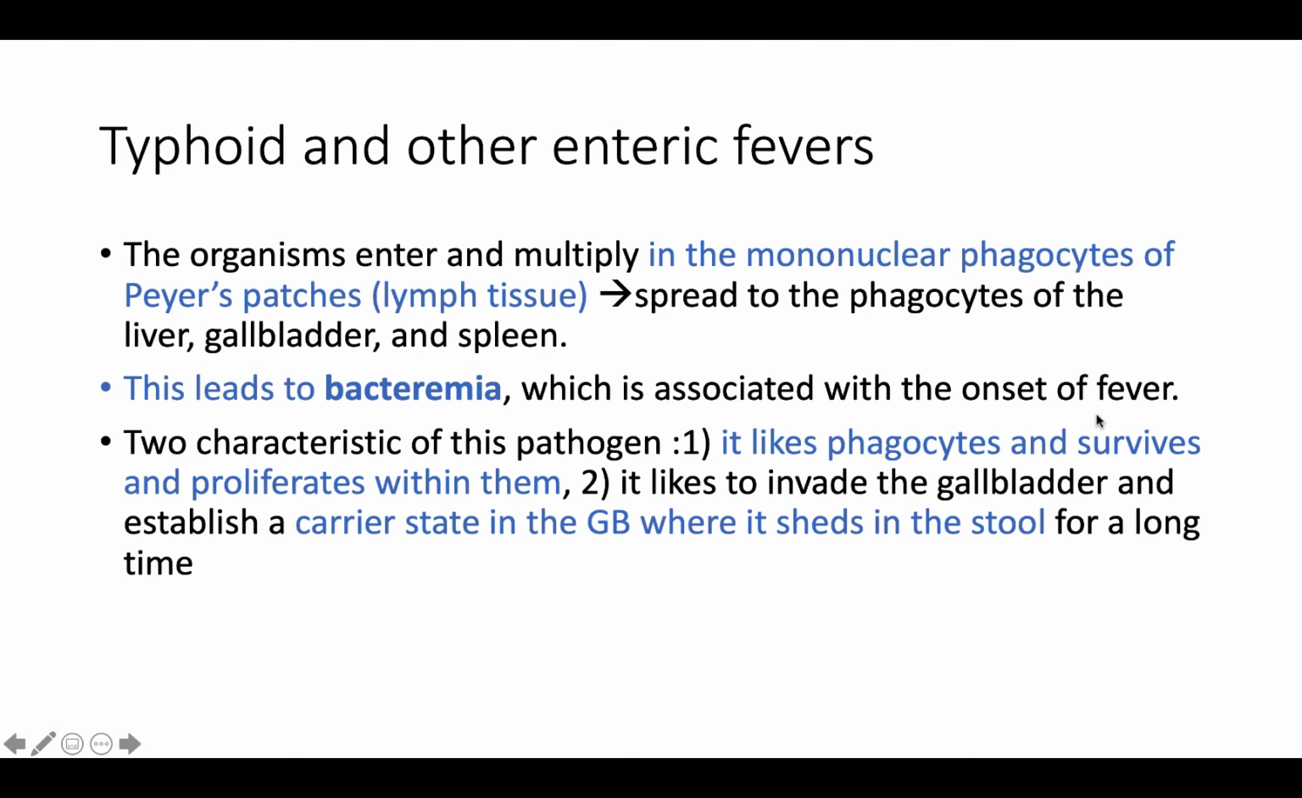So, is it a direct invasion? In a sense, yes, it does invade all the way to the Peyer's patches. The Peyer's patches are below the mucosa. They're not in the mucosa, and they're not as far as the serosa. So they do invade, but they do not invade directly into the blood. They are carried away with the phagocytes. So it likes phagocytes and survives and proliferates within them.